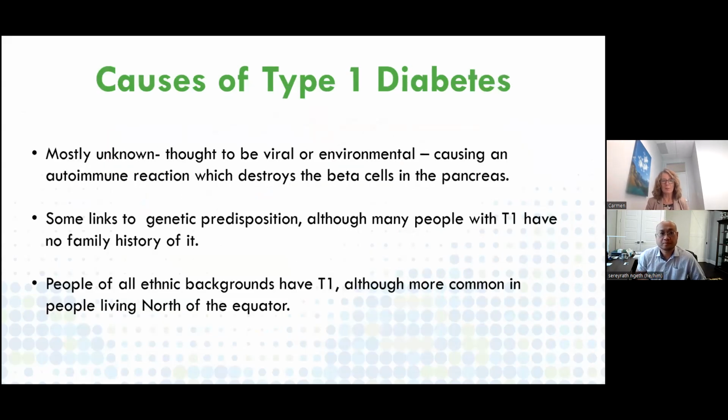Causes of type 1 diabetes, as I was saying before, are mostly unknown, thought to be viral or environmental, causing an autoimmune reaction which destroys the beta cells in the pancreas. There are some links to genetic predisposition, although many people with type 1 have no family history of it. People of all ethnic backgrounds can have type 1 diabetes, although it's more common in people living north of the equator. Next slide.